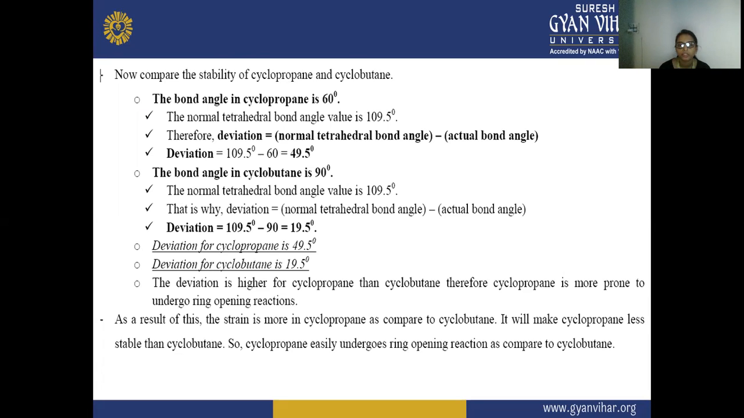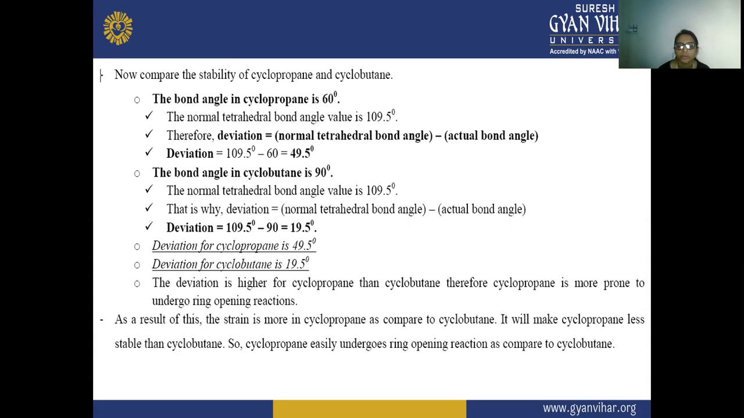Therefore, cyclopropane is more prone to undergo ring opening reaction. As a result, the strain is more in cyclopropane as compared to cyclobutane, which makes cyclopropane less stable than cyclobutane. So cyclopropane easily undergoes ring opening reaction as compared to cyclobutane.